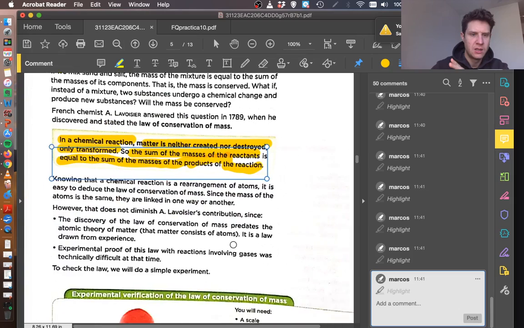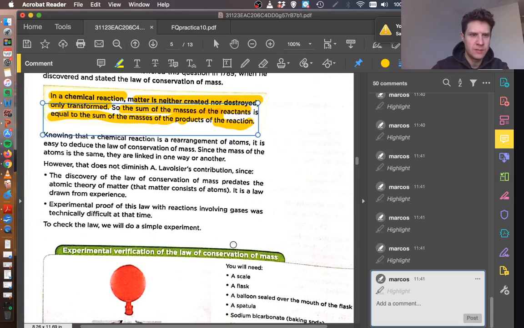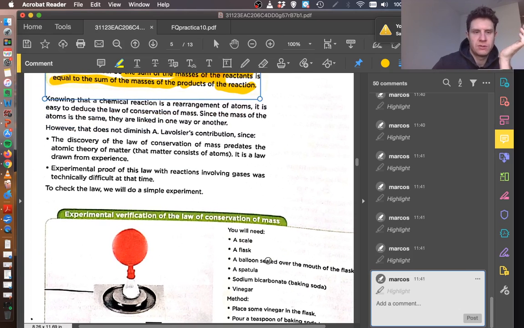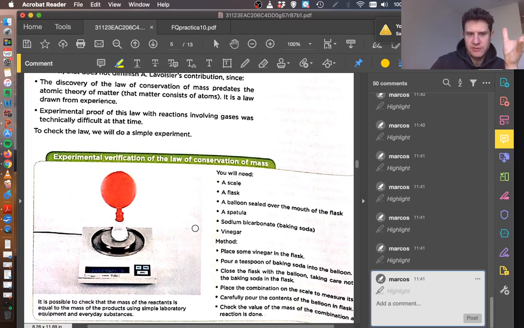It says here that the law of conservation of mass predates the atomic theory of matter, that matter consists of atoms. This is a law drawn from experience, so we can measure it really easily. For example, this is experimental proof. Reactions involving gases were technically difficult to measure at that time, but in our time it's very easy.